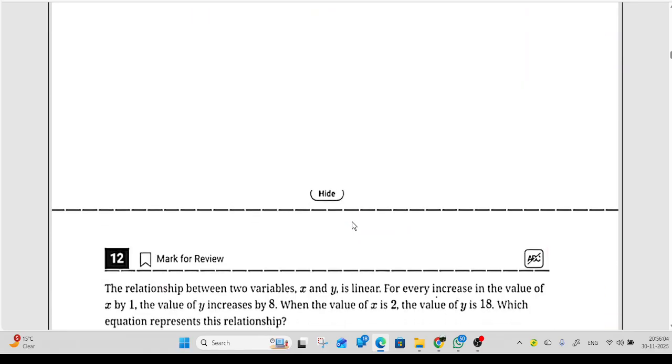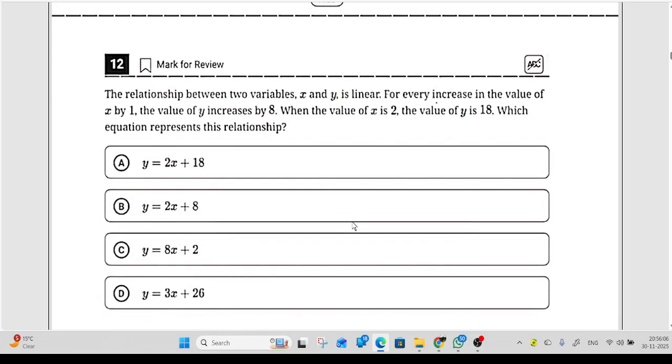Now we are going to look at the next question, which says the relation between two variables x and y is linear. For every increase in the value of x by 1, the value of y increases by 8. When the value of x is 2, the value of y is 18. Which equation represents the relationship?